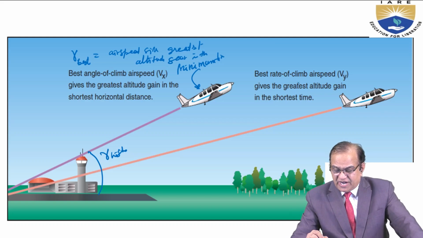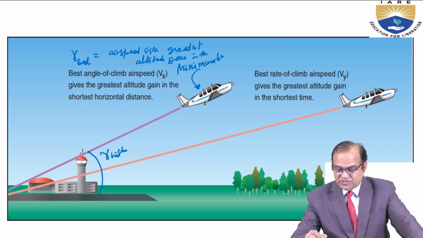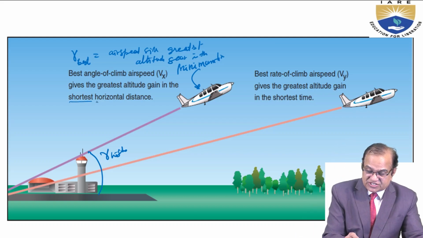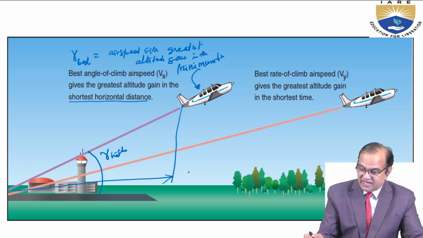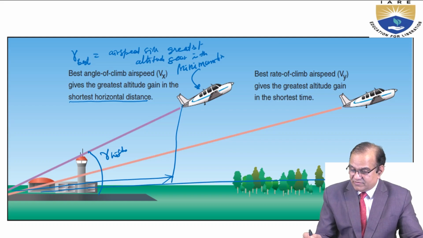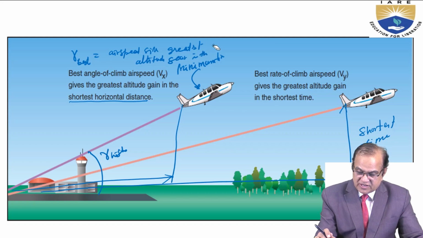And if you say best rate of climb airspeed, that is Vy, it gives the greatest altitude gain in the shortest time. The horizontal distance is not the shortest here. With a minimum time, this altitude is gained in the shortest time, again with a larger horizontal distance.